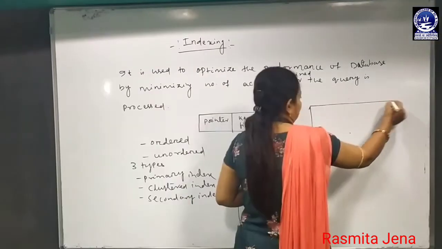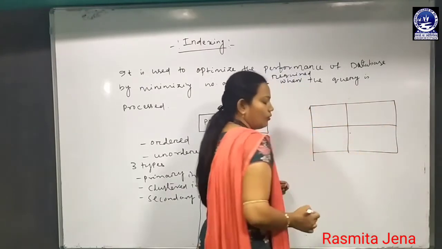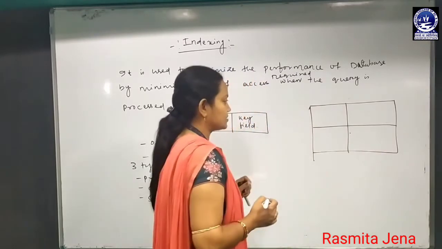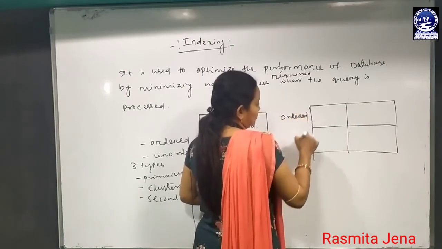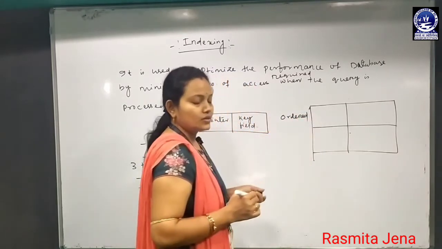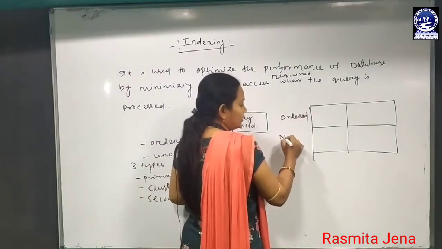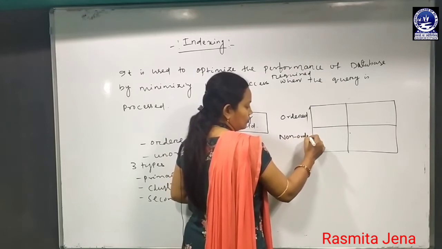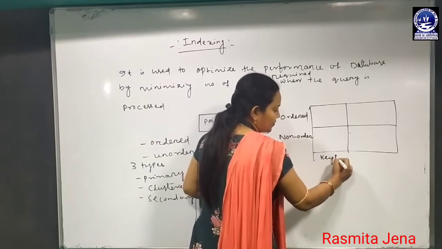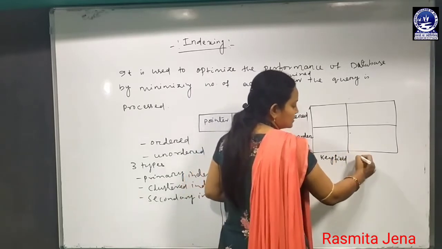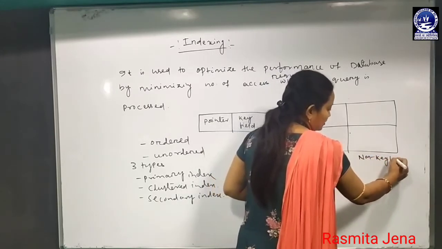Let us see this table. You must remember this table for understanding all the indexing operations. I already told you about the records that are stored in the hard disk. When we are using indexing, the records may be in order or in non-order. In some cases we may need the key field, and in some other cases we may not need the key field, the non-key field.